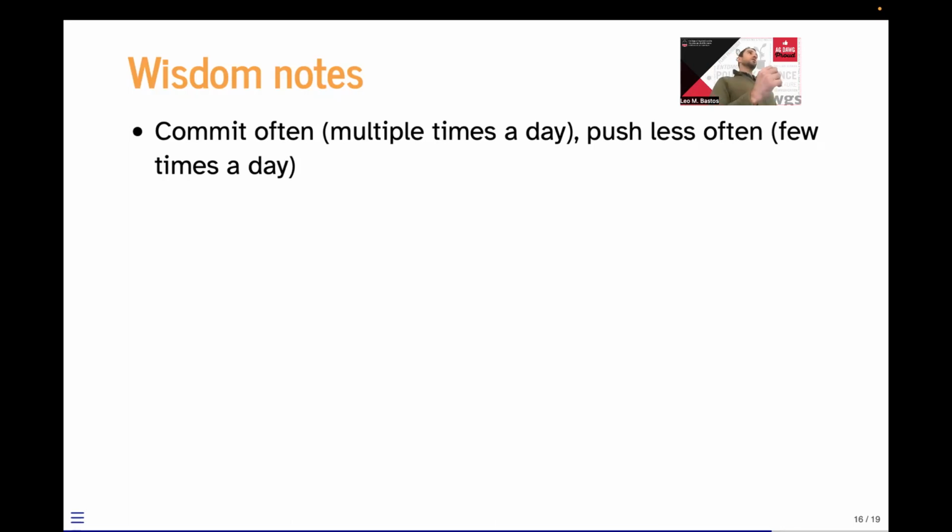Commit multiple times a day, and that happens locally, remember, on your computer, and then push less often. When you push, you're uploading your changes to GitHub. So maybe you can push once a day, at the end of the day, but do commit on your computer multiple times that day. So you create those timestamps that you can go back to if you have to.